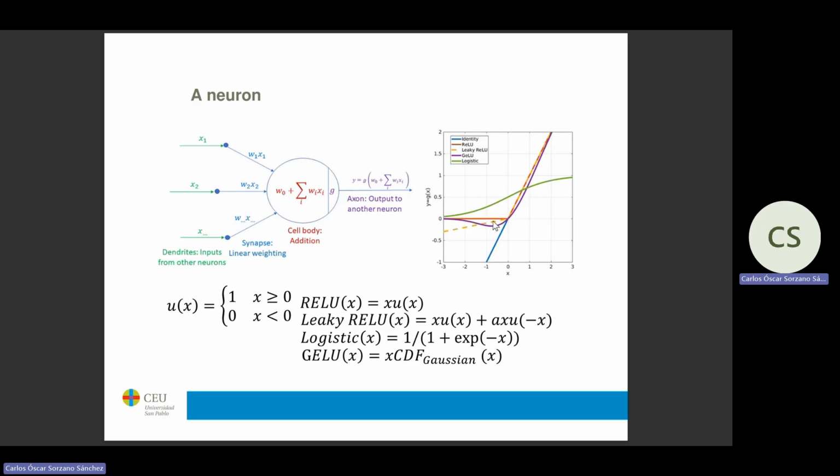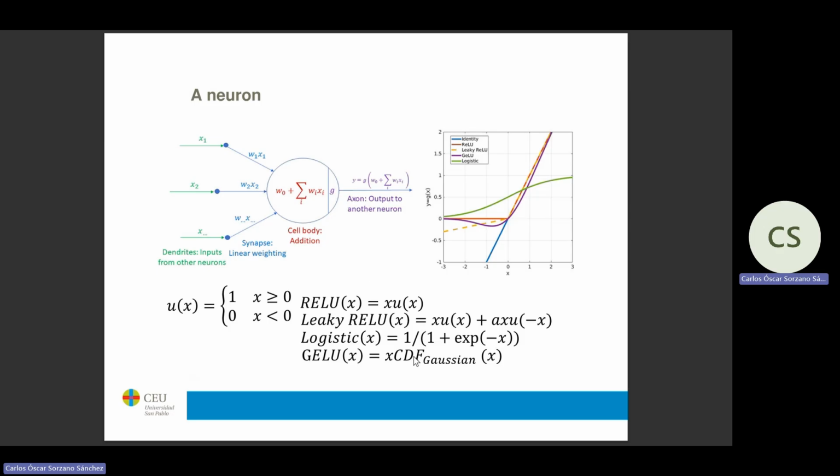So why don't we make it not zero, but relatively small, with some activation that is somehow proportional to how negative you are. So this is the leaky ReLU. It is the ReLU plus the leaky part. The leaky part is, okay, I will not let the whole combination go through, but just a fraction of it. And it is defined in this way.